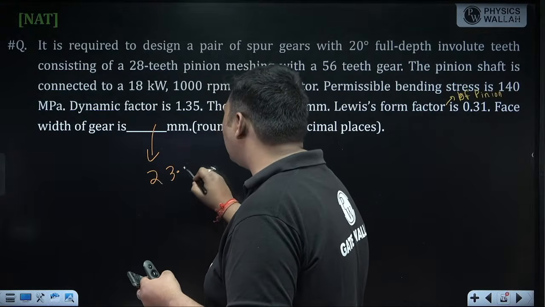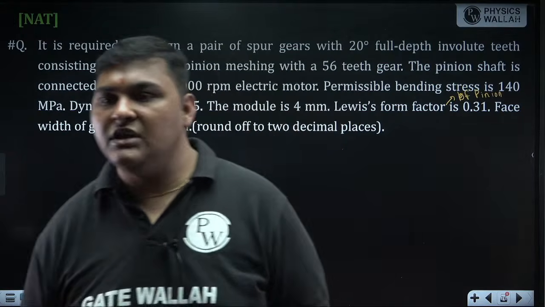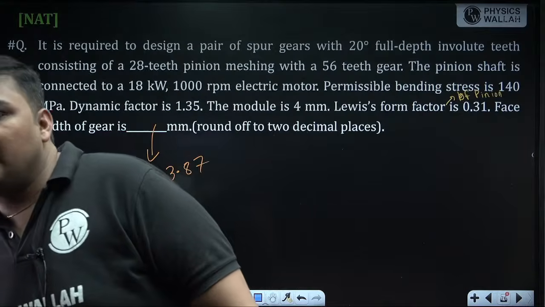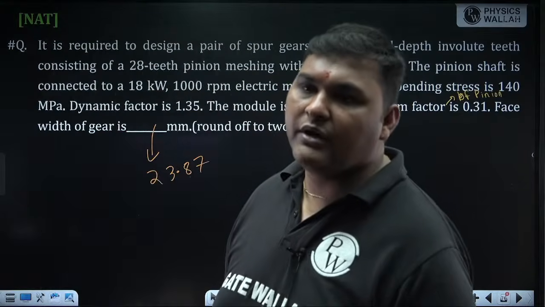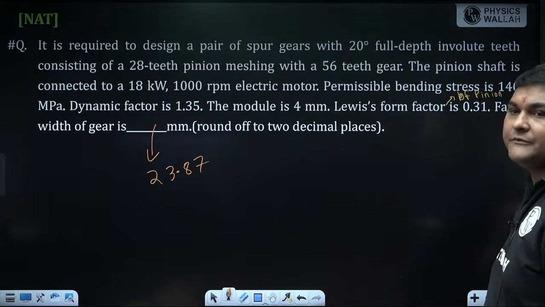The exam is asking to round up to 2 decimal places. So round up to 2 decimal places. The correct answer for this question is 23.87. Very good Varek, very good Divya Narang, very good Rohan. Clear? So this is the correct answer for this question.